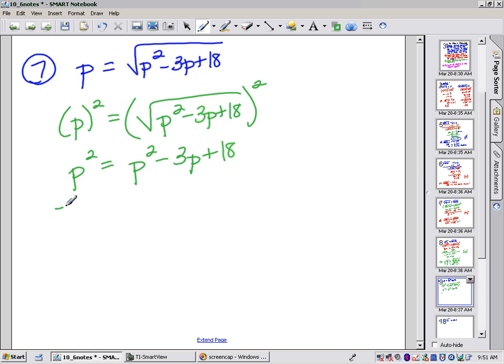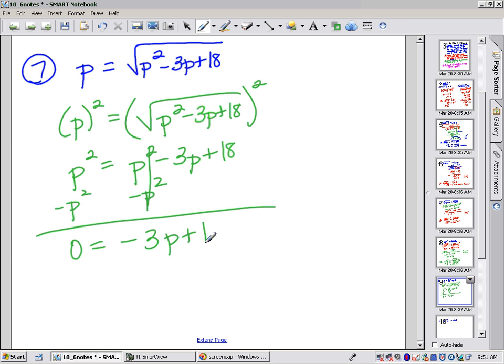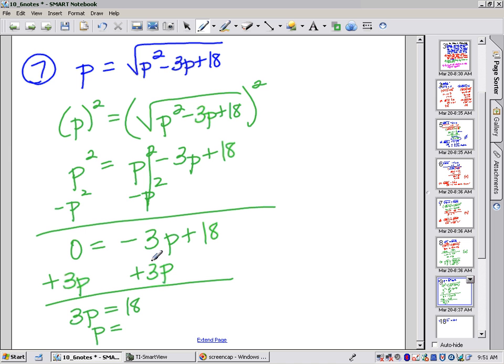Now notice there is p squared on both sides. We have to get the variables all on one side. Whenever we do that, we get 0 is equal to negative 3p plus 18. So when you have the same term on each side, they actually cancel out. We can add 3p to both sides. So we get 3p is equal to 18. And so therefore p is equal to 6 when we divide by 3.